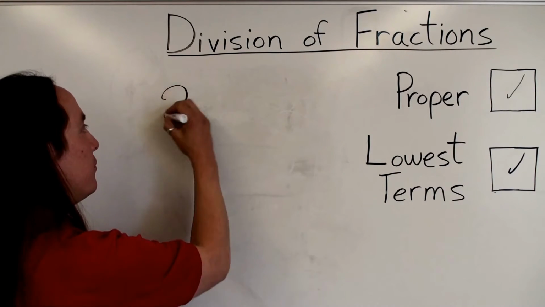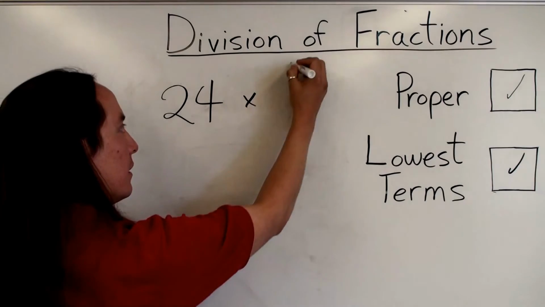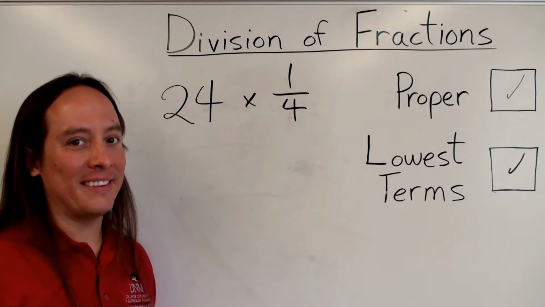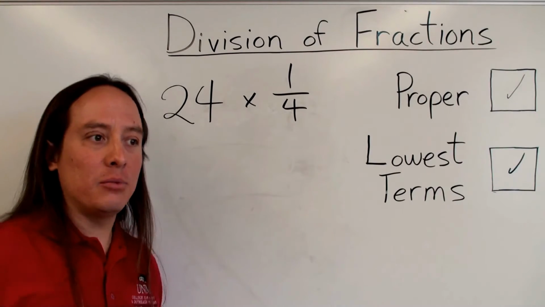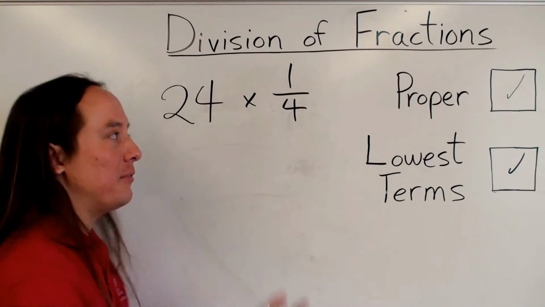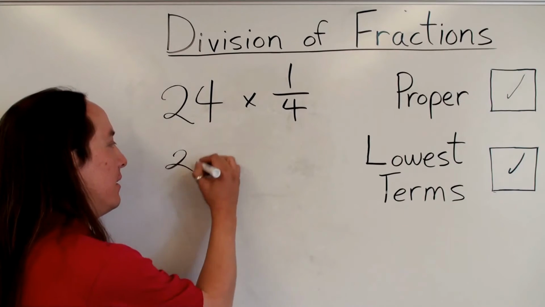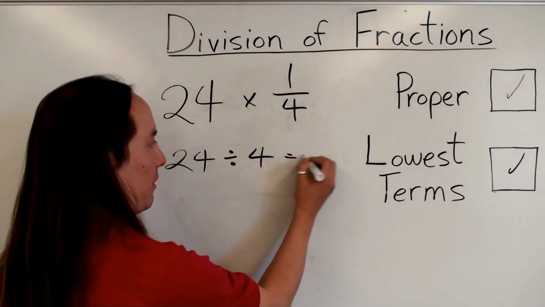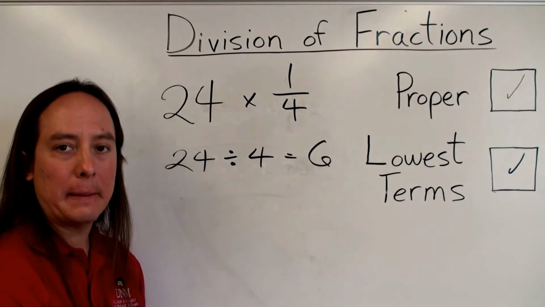Let's see. 24, maybe. 1, 2, go. What's the answer? It should be quick. This is what I mean. It saves time if you recognize this as 24 divided by 4. It equals 6. It's 6. Okay. Another one.